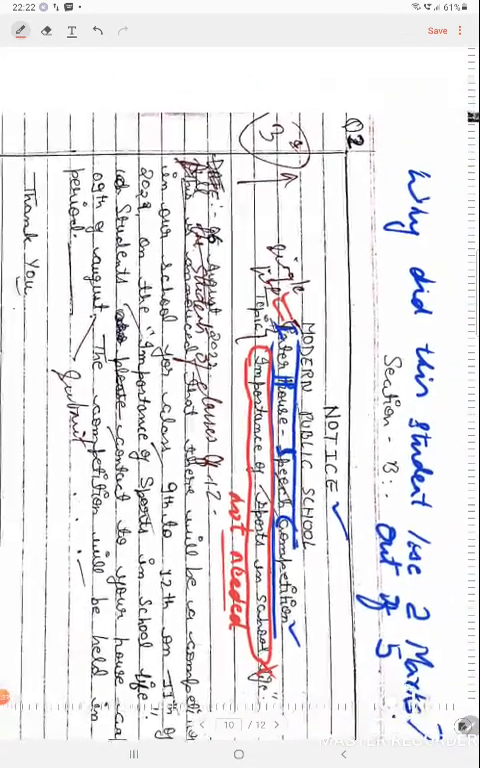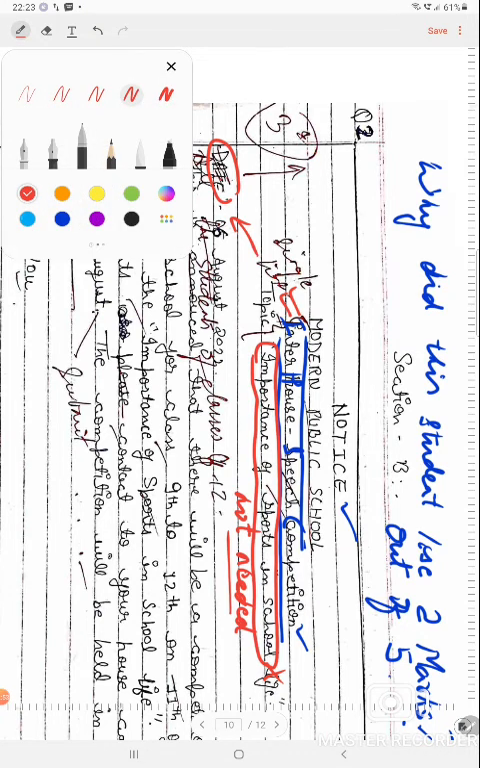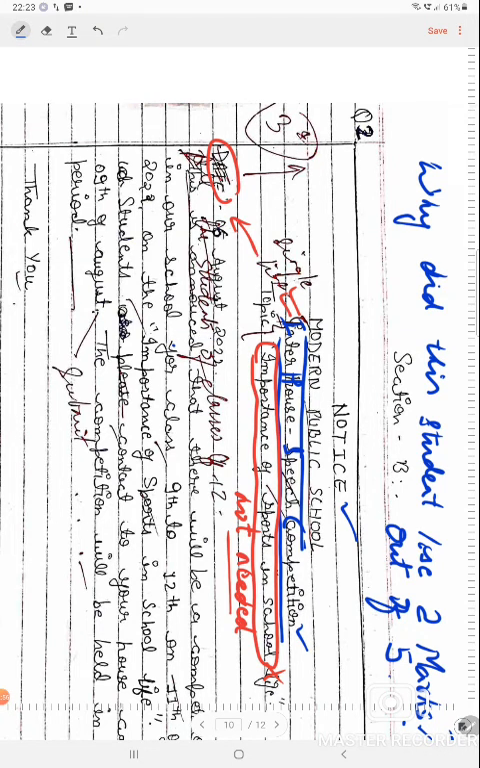Now coming to the date. This student writes the date over here. And do you think you would write the date after you have written the heading? Not at all. Actually, this heading should have come after the date. So ideally, the date should come over here, below the school's name or by the side of the heading. Okay, that is the right place.